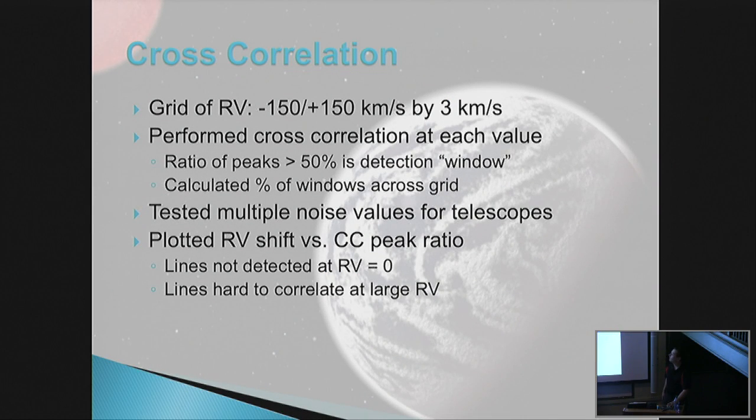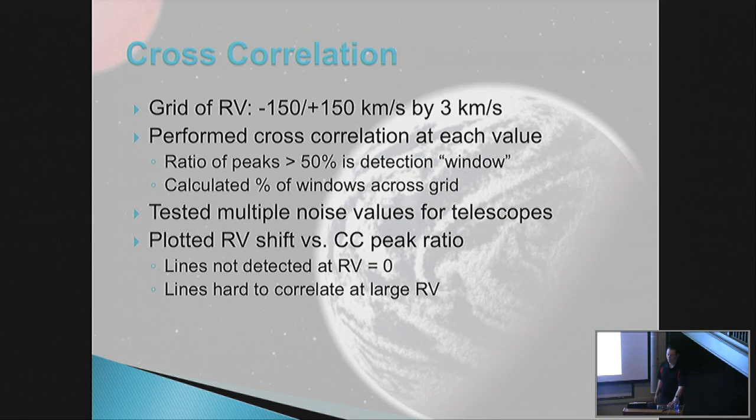So I performed a grid of radial velocity values from negative 150 to 150 kilometers per second, in steps of 3 kilometers per second, and I performed a cross-correlation at each value. If I had a ratio of peaks greater than 50%, I defined that as a detection window. So that is a radial velocity for a system in which you can detect the lines. And I calculated the percentage of these windows across the grid. And for each of these values in the grid, I tested multiple noise values as well.